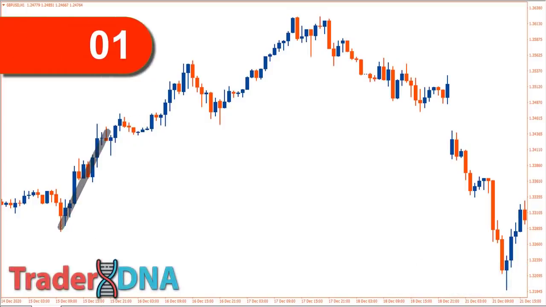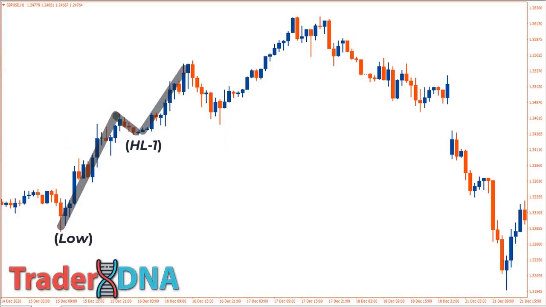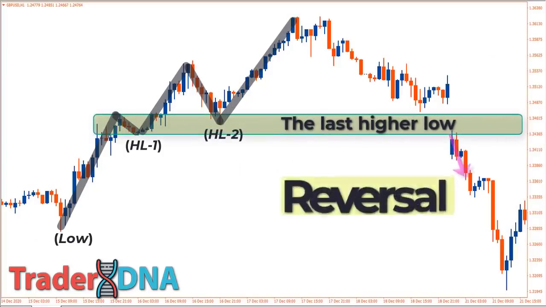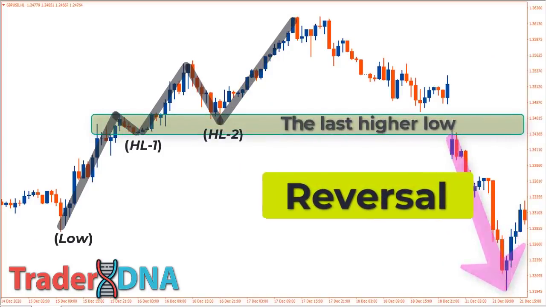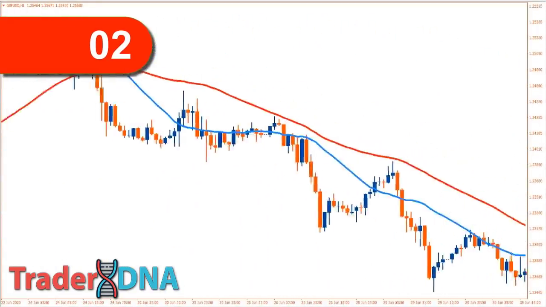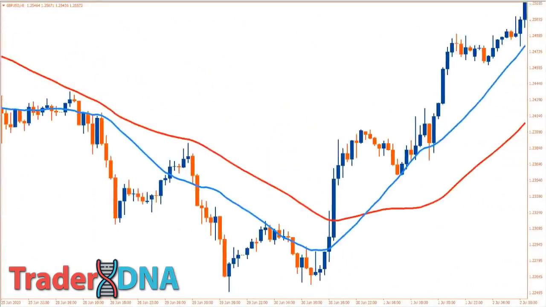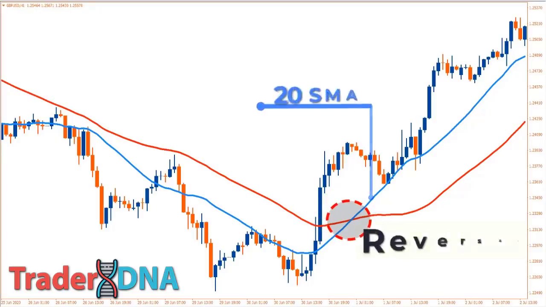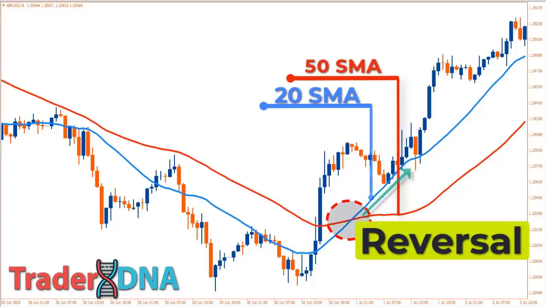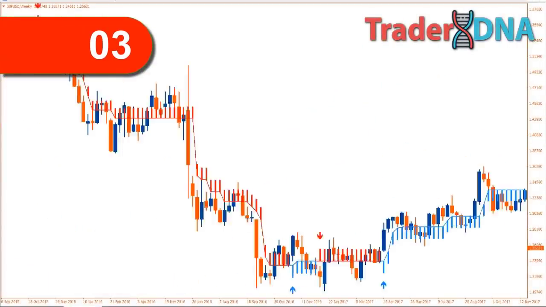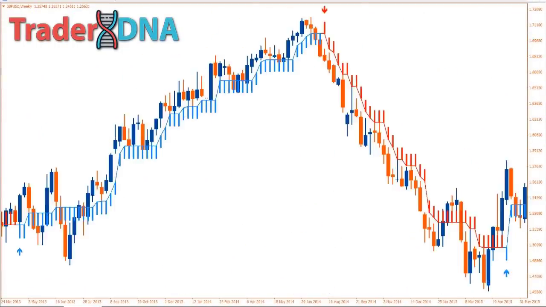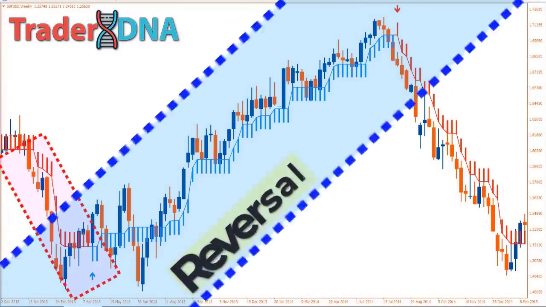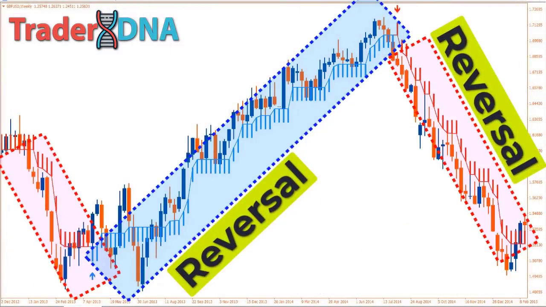First, higher highs and higher lows. Trend reversal is when a candle closes below the last higher low, means that the trend has reversed. Second, moving averages. When the 20-day moving average crosses the 50-day moving average on the daily time frame means that the trend has reversed. Third, half trend indicator. When the blue color half trend indicator turns into red color, it means that the trend has reversed, and vice versa.